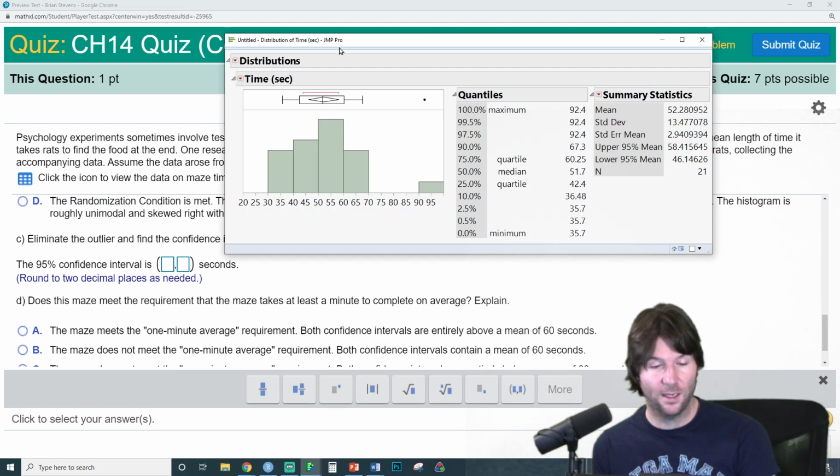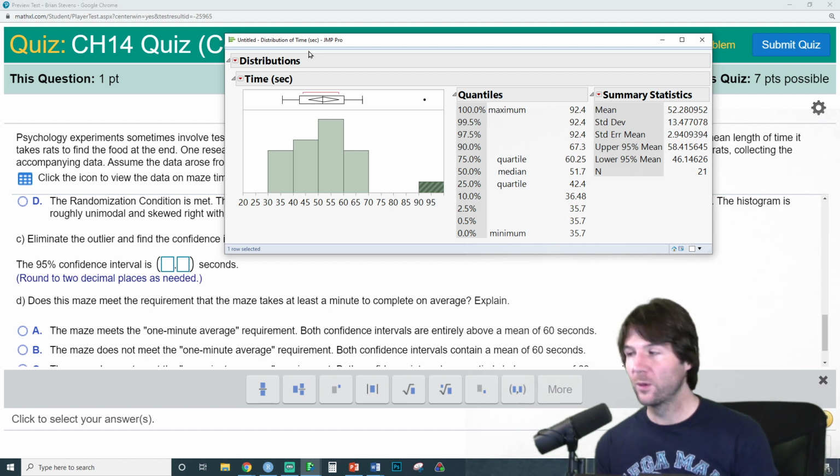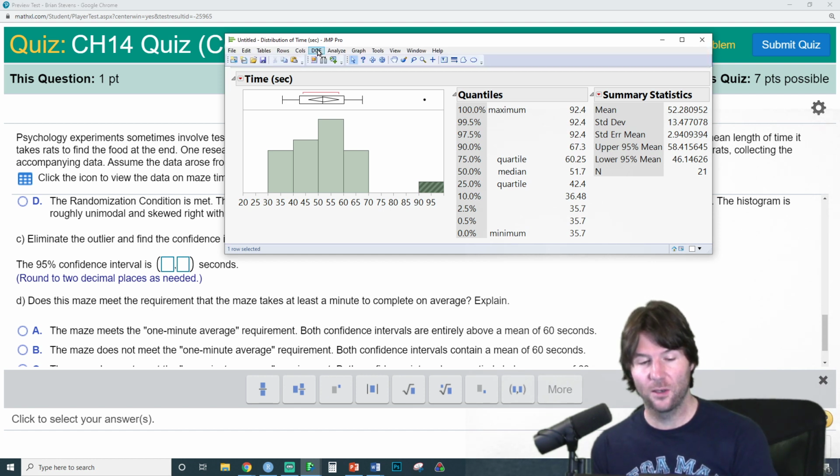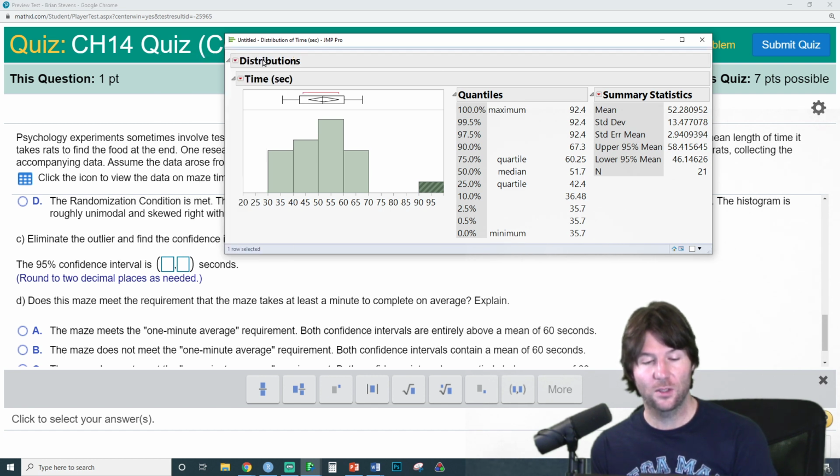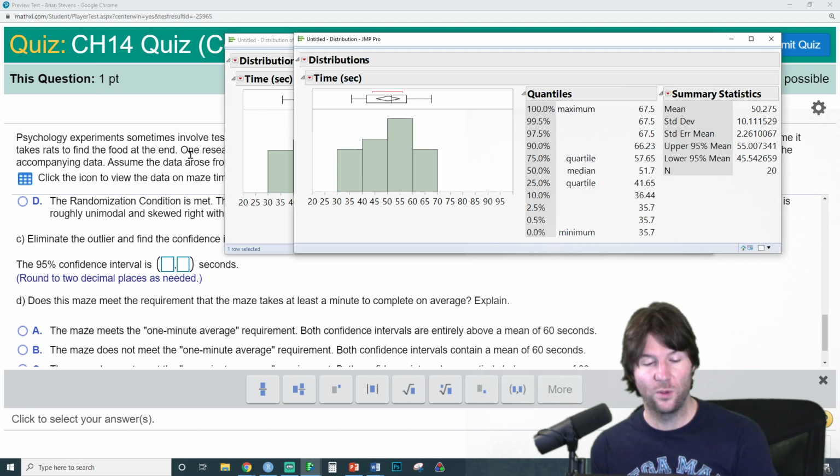You can do that by clicking on it. So Max should have the toolbar up top, I believe. And you can just click on it. And here's what we're going to do. We're going to do this in one step right now by going here to rows and hide and exclude. When you do hide and exclude, it won't change your output over here. You have to go to the red arrow and go to redo analysis.